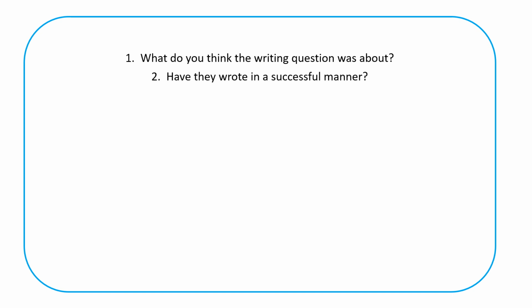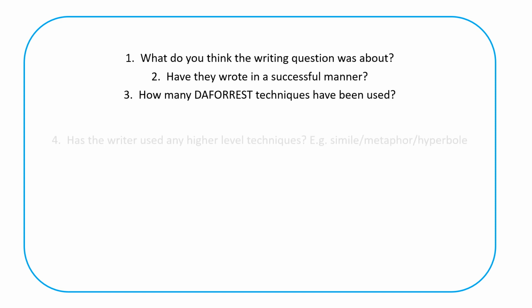Number 2. Have they written in a successful manner? What we mean by that is, have they explained clearly and concisely what they're trying to argue about? Have they got their message across? And have they used the techniques we've been looking at in our last couple of lessons? Number 3. How many DeForest techniques have been used? If you're not sure what we mean by DeForest techniques, this is the acronym we use to include a main variety of language techniques that can be successful in this type of writing.